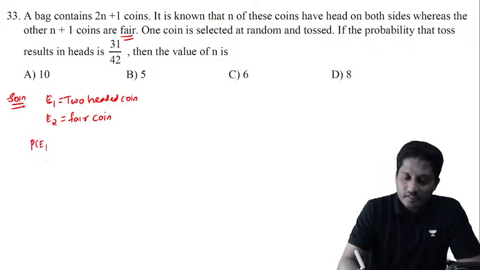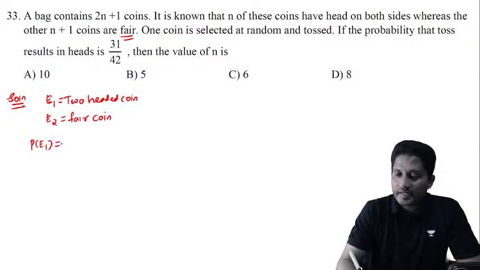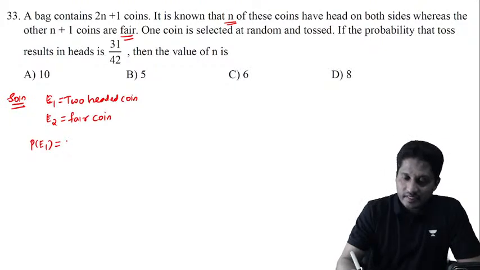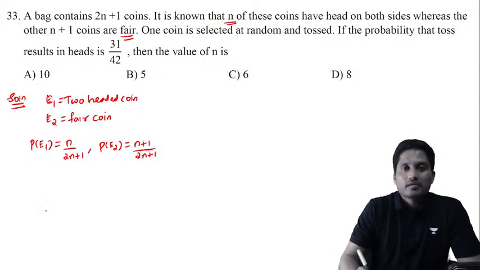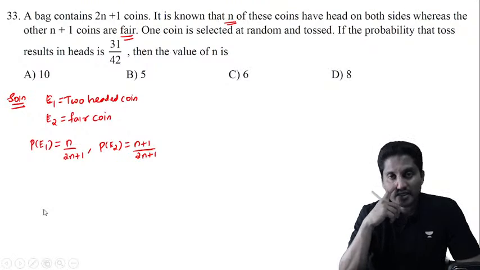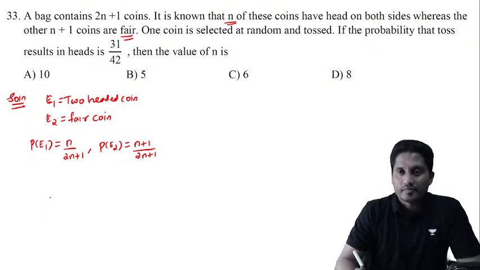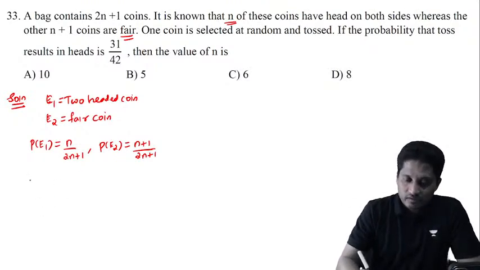So P of E1 is equal to n divided by the total 2n plus 1, since there are n two-headed coins, and P of E2 is equal to n plus 1 divided by 2n plus 1, since there are n plus 1 fair coins. One coin is selected at random and tossed. The probability that the toss results in a head, so E is equal to the event of getting a head.